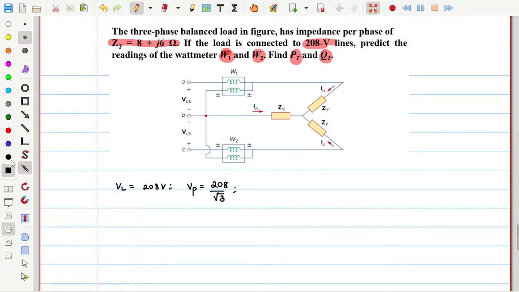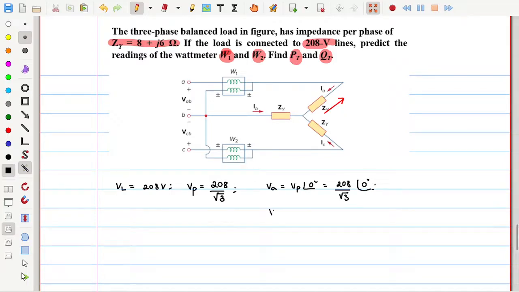This is A phase voltage, this is B phase they considered here, and C phase they considered here. Whatever it may be, no issue. These things are also needed, that's why I am writing the A phase voltage. I can write Va as Vp at an angle 0, which is equal to 208 by root 3 at an angle 0.